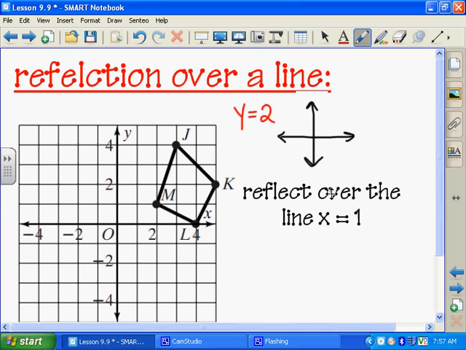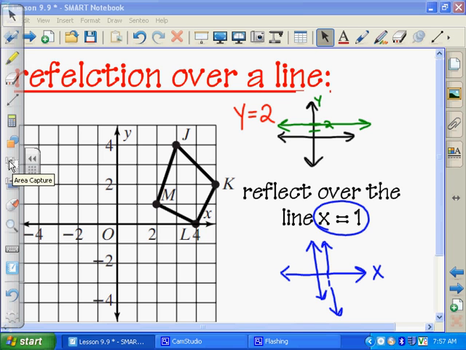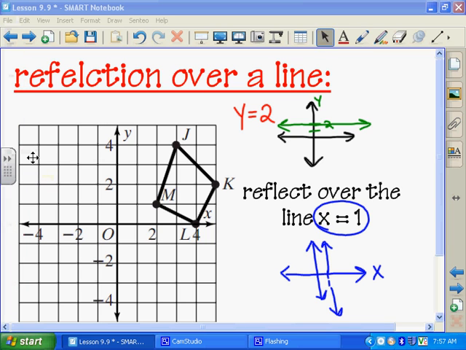This one, they want me to do x equals 1. So if I were to graph it, it would go through the x-axis at 1. So then it looks like that. So I'm going to draw my line. Okay, we'll use red. I draw my line through the x-axis at 1. So here's the x-axis, and here's 1. I'm going to draw a line just like this. And now I need to reflect that image over that red line.